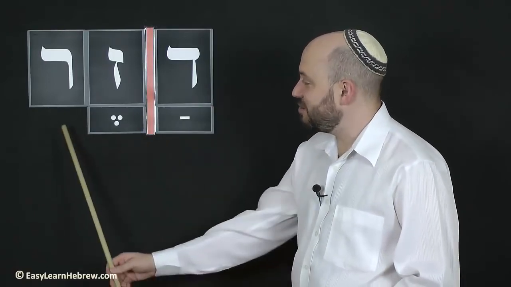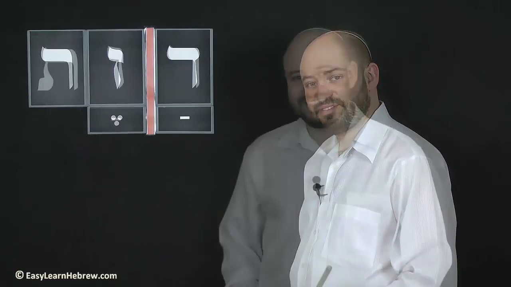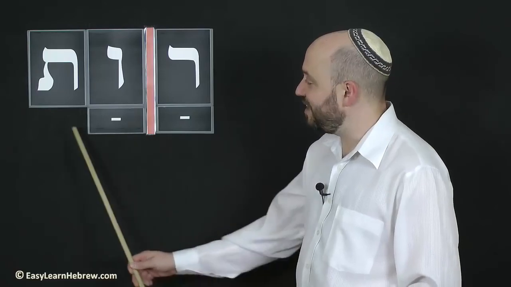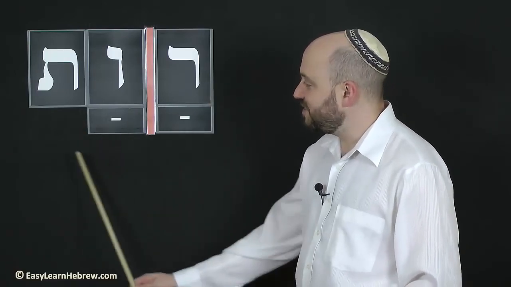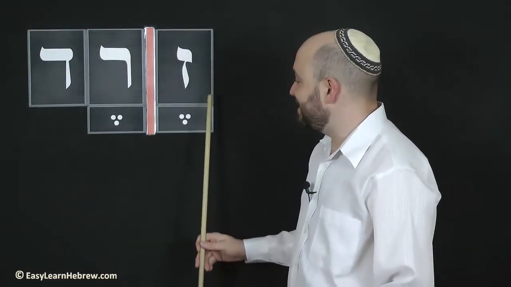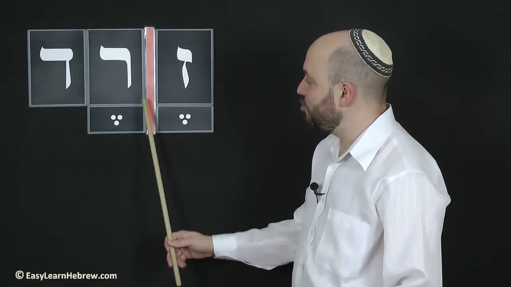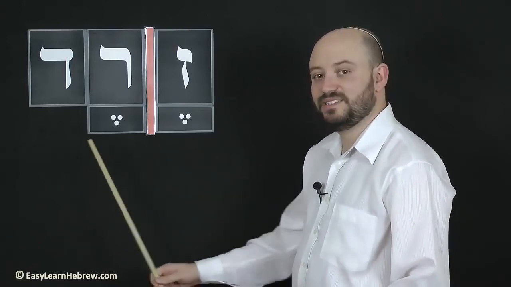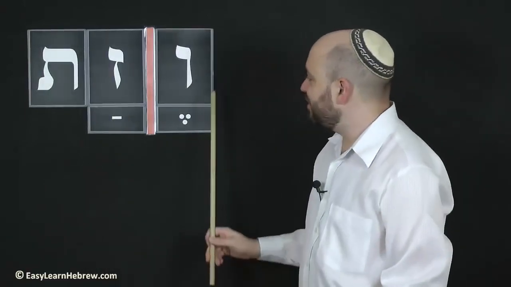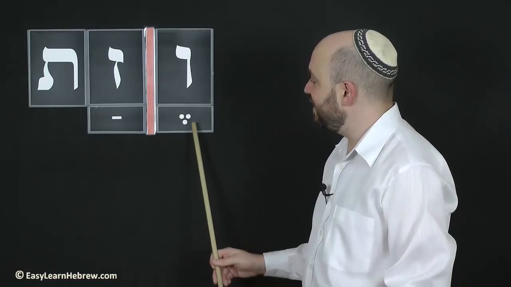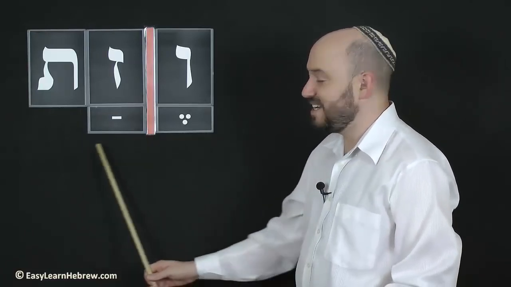The first syllable is da, and the second syllable is zer. Da, zer, dazer. The first syllable is ra, and the second syllable is vat. Ra, vat, ravat. The first syllable is ze, and the second syllable is red. Ze, red, zered. The first syllable is ve, and the second syllable is zat. Ve, zat, vezat.